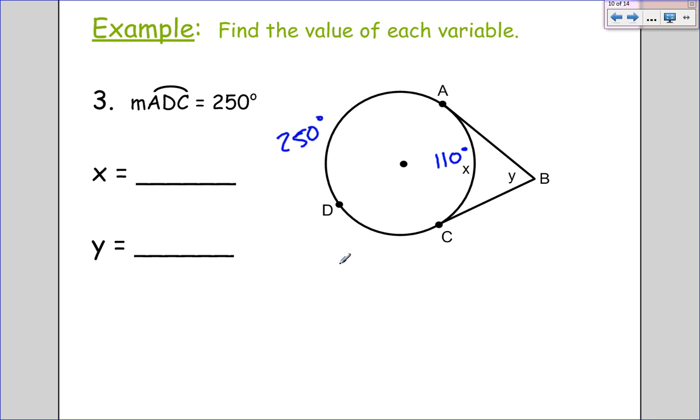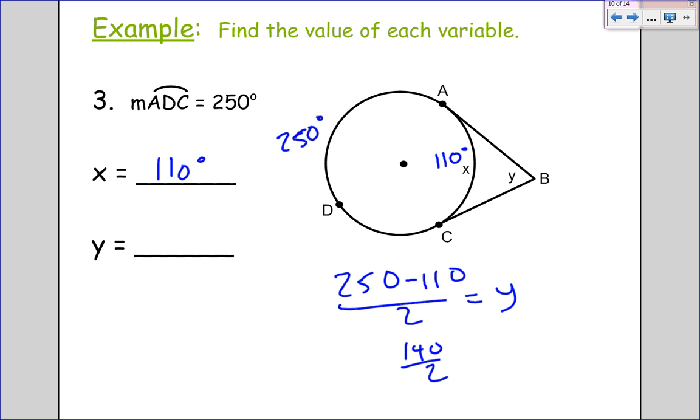Now I know both arcs. I subtract. So 250, and x is 110. 250 minus 110 divided by 2 will equal y. 140 divided by 2 is 70 degrees.